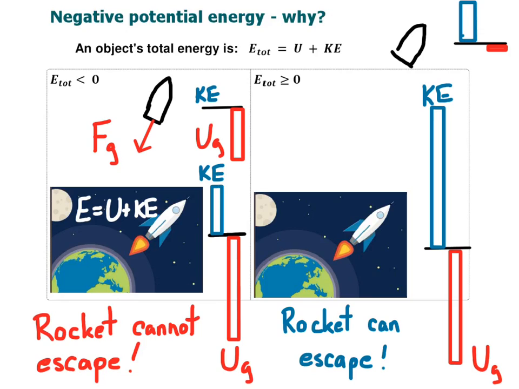So potential energy being negative gives us the information about whether or not we can escape or not. Let me go ahead and show you an example of how we could put that into use.